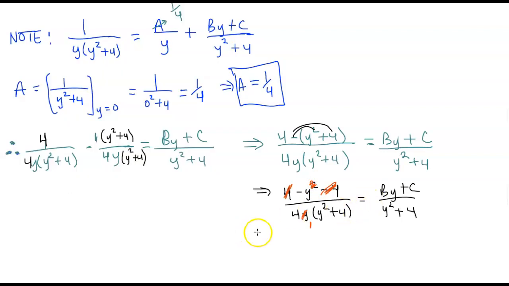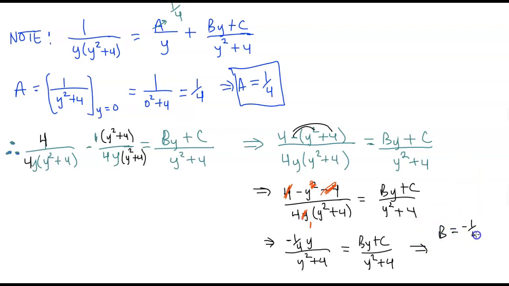And so finally, what we can do now is to make this denominator and this denominator match. I can bring the 4 back up to the numerator. So now I have a negative 1/4 times y over y squared plus 4 equals By plus C over y squared plus 4. And that ends up being that B is a negative 1/4, and C, since we don't have anything here, we can put a plus 0, so C ends up being 0.